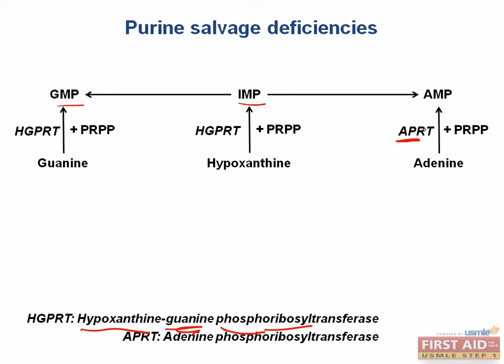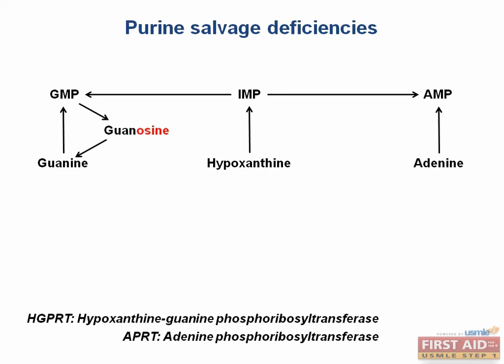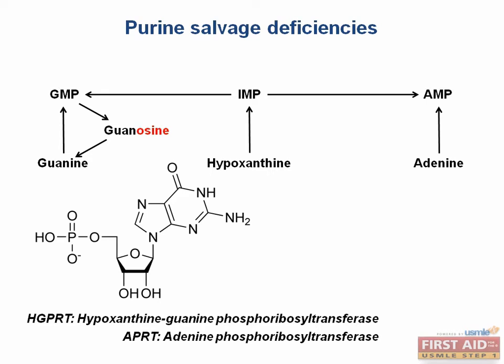Alright, so sometimes you don't have enough nucleotides and you want to make more, such as in a cell that's rapidly dividing, but sometimes you have too many and you want to get rid of them. So how do we break these guys down? Let's start with GMP. GMP can be broken down into guanosine, and do you remember the difference between GMP, guanosine, and guanine?